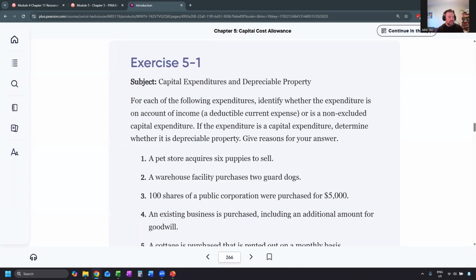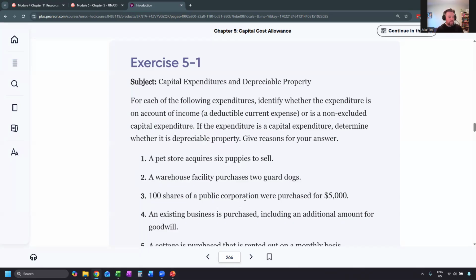A warehouse facility purchases 2 guard dogs. So this is a similar transaction. We've purchased dogs. In the first example, those dogs were inventory. In the second example, this may be a capital expenditure, but because they're animals, it is not a depreciable property. So we won't take CCA on these dogs.